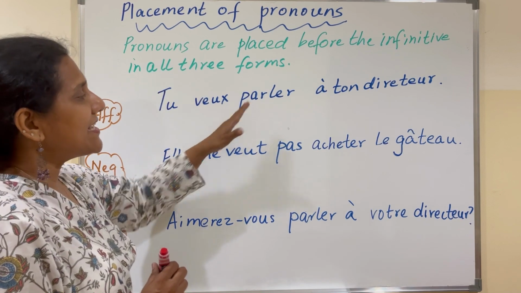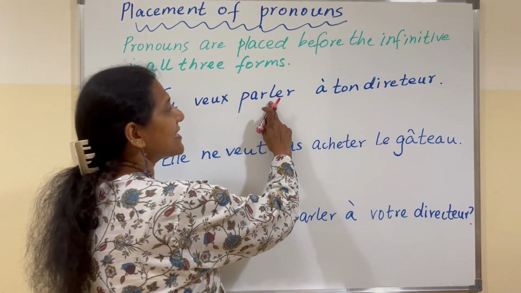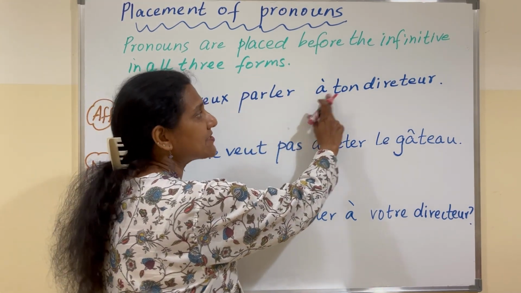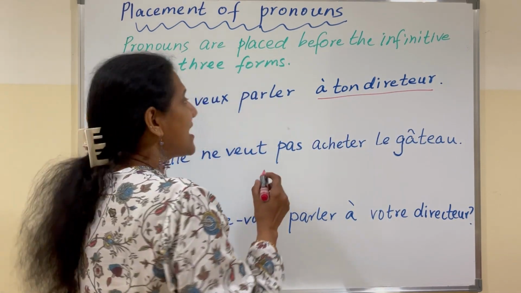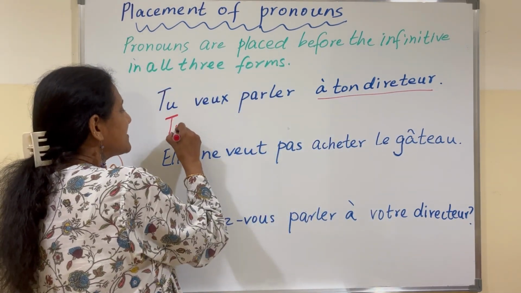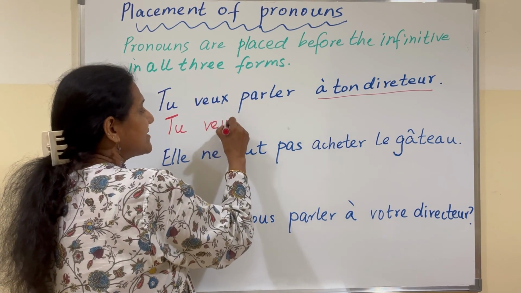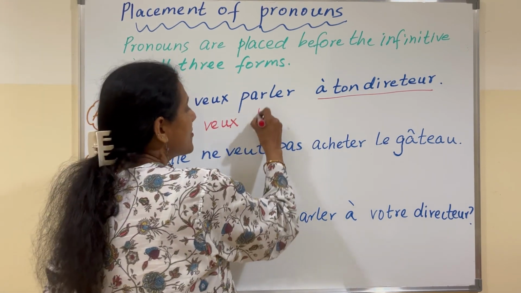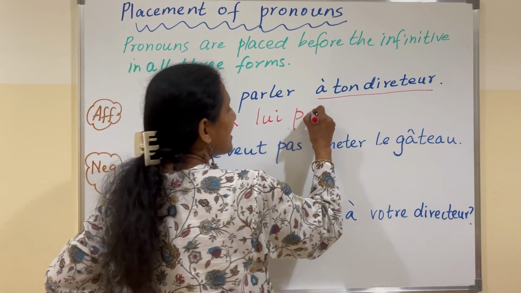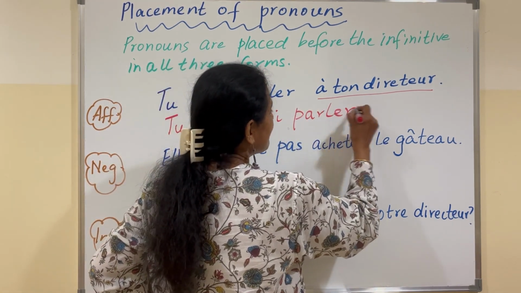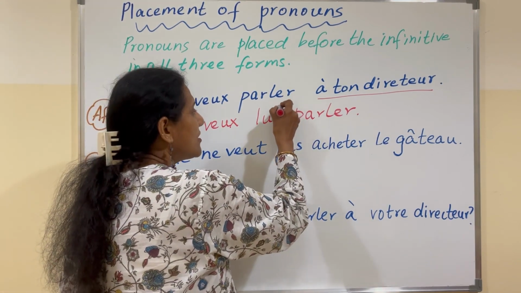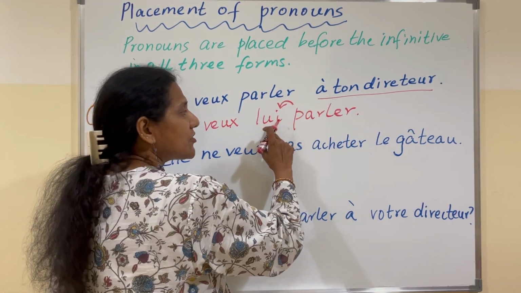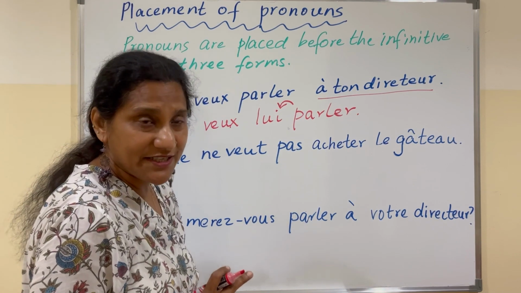Tu veux parler à ton directeur? We can see after the verb it's followed by preposition plus a person. So this is an indirect object. And where am I supposed to place it? We are supposed to place it before the unconjugated form of the verb, that is the infinitive. So here we go. We place the indirect object pronoun before the infinitive.